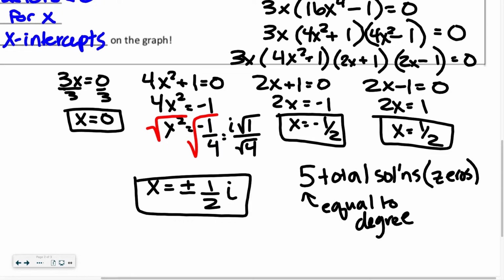Okay, questions, concerns? You know, if you're going to graph those, 3 of them are going to show up on the graph: 0, 1/2, negative 1/2. The imaginary ones you're not going to plot. Okay, so you'll see that this graph only crosses the x-axis 3 times. Never make that graph cross more than 3 times, because then you're adding in a real 0 that doesn't exist.